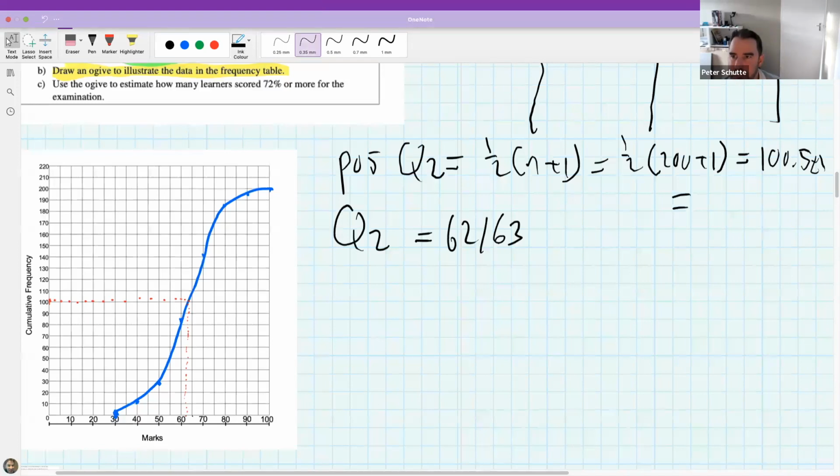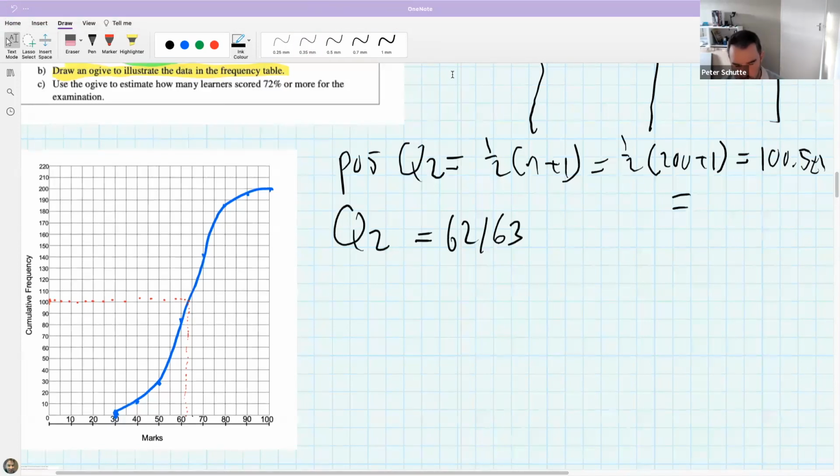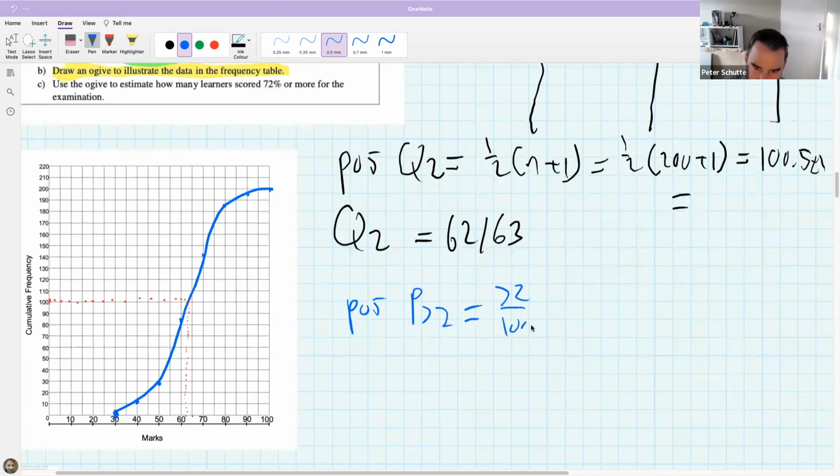Okay, now sometimes they ask you to estimate a percentile. Now, we spoke about percentiles. Maybe you haven't even spoken about percentiles before. Say, for example, if I say to you, what is the 72nd percentile? That is 72% of the way through the data. And the way we find this is we find the position of the 72nd percentile, and to do that, we are going to have 72 over 100 times n plus 1.